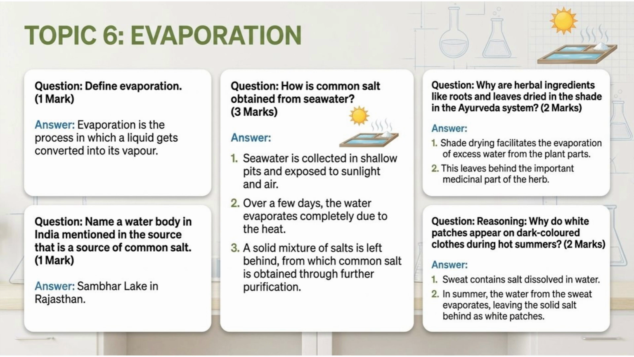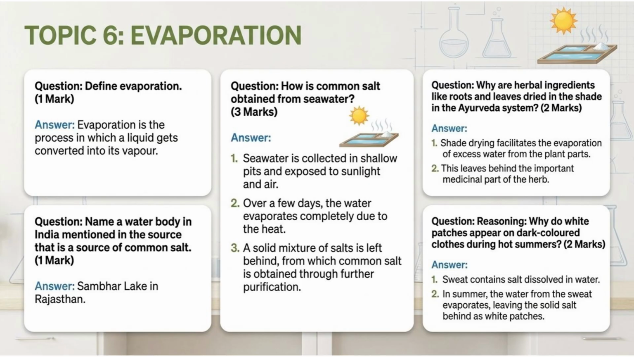Question. How is common salt obtained from seawater? 3 marks. Answer. Seawater is collected in shallow pits and exposed to sunlight and air. Over a few days, the water evaporates completely due to the heat. A solid mixture of salts is left behind, from which common salt is obtained through further purification.